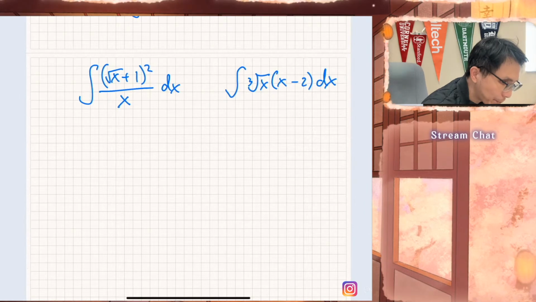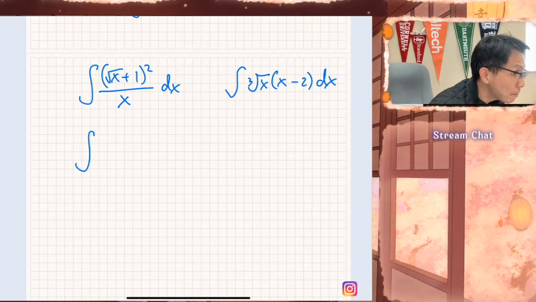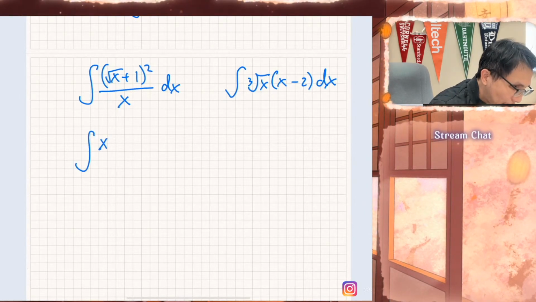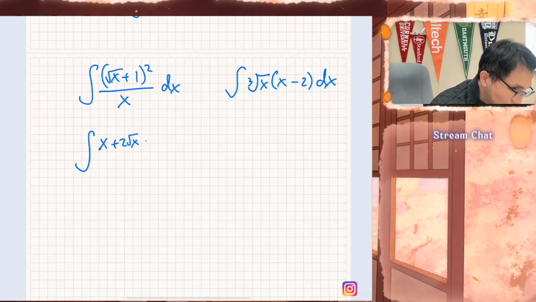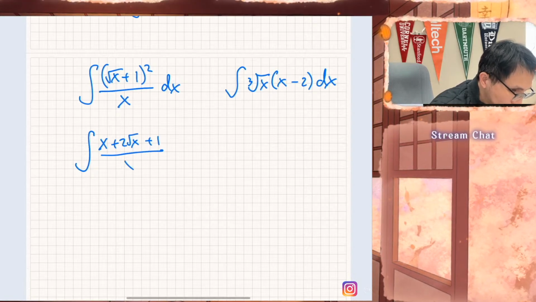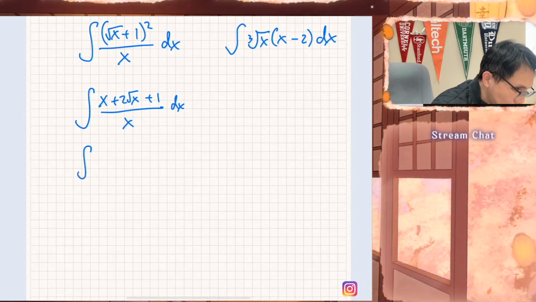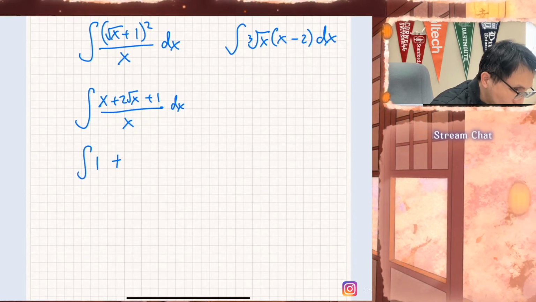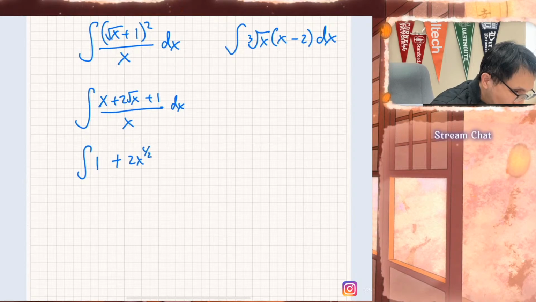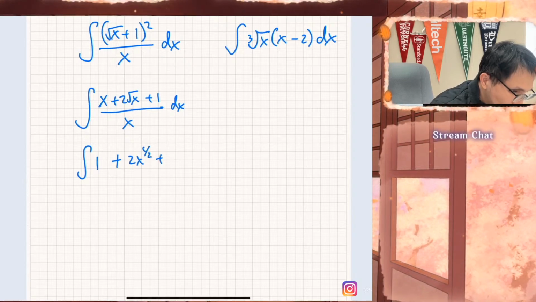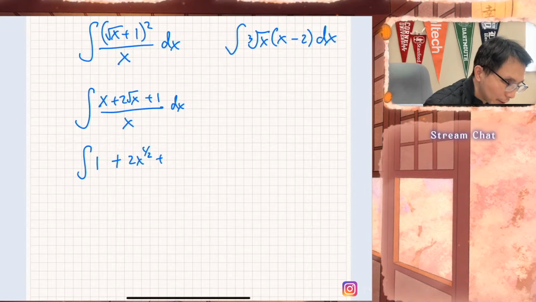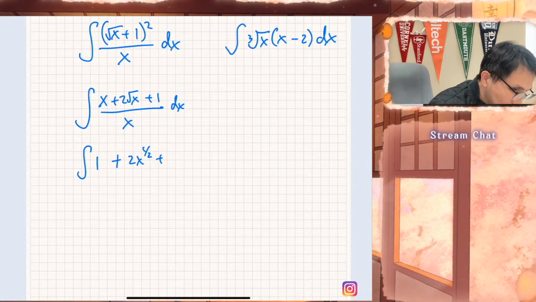So I will expand the top, right? Can I expand the top? So that'd be x plus 2 square root of x plus 1, right? Does that make sense? Am I going too fast? 1 plus 2x to the 1/2 plus, ooh, I'm sorry, this one's not possible to take the integral.